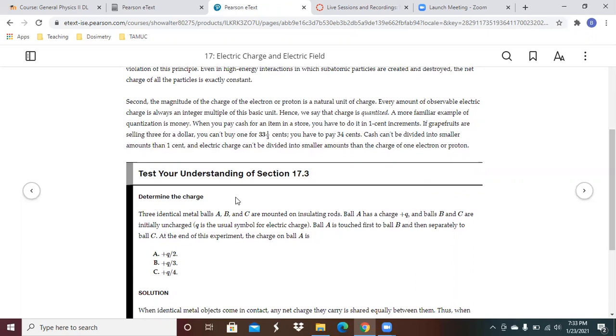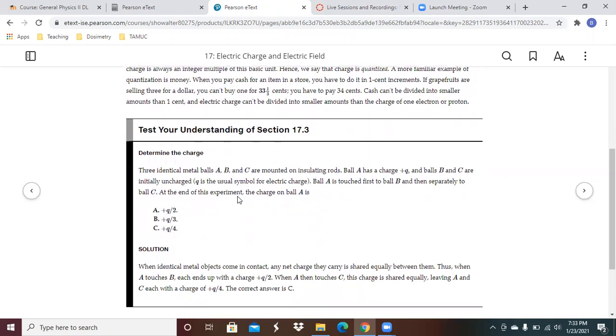Second, the magnitude of the charge of the electron or proton is a natural unit of charge. Every amount of observable electric charge is always an integer multiple of this basic unit. So we say it's quantized. In other words, if it were continuous, you could assume any value you want to. But when we say it's quantized, it's a specific value or a multiple of that.